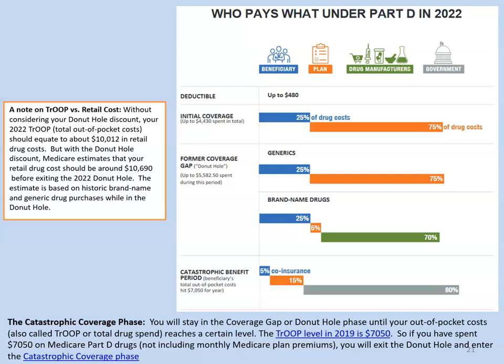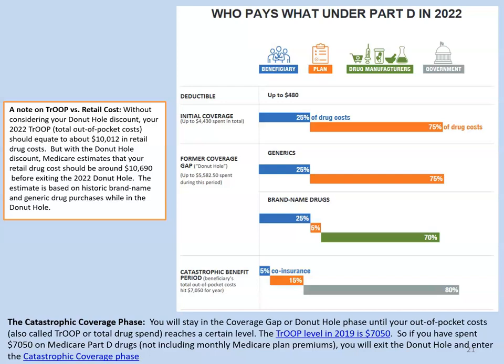Now, each plan will be slightly different based on the amount of drugs that you're taking, but on average, you'll see this is kind of where the cost will be on a percentage basis, okay? So initially, there's a deductible, okay? And you as a beneficiary will have to pay that deductible, and that can be up to $480 on an annual basis, all right?